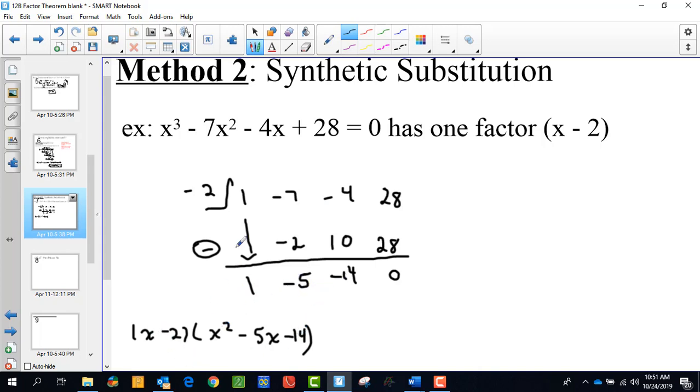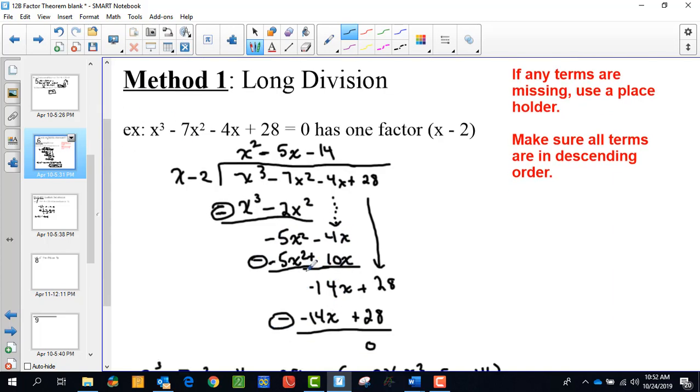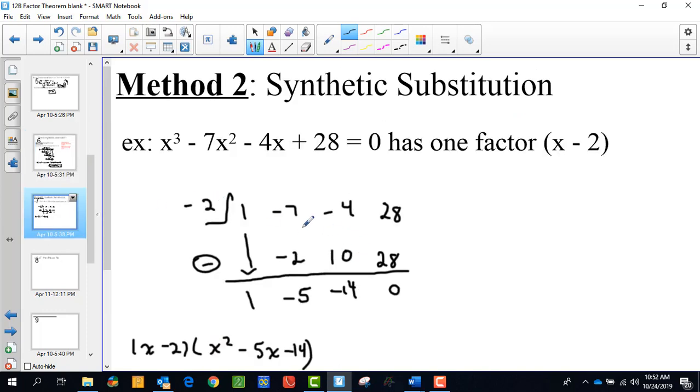Okay? So this is a quicker way of doing long division, but if you look back at what we did with long division, you'll notice we did the same thing, right? We multiplied by 1 first, 1x, but we multiplied by 1 the coefficients, and then we did minus 7 minus minus 2 to get minus 5. We multiplied minus 5 by minus 2 to get 10, and then we subtracted the minus 4 and the 10 to get minus 14. Then we multiplied that by minus 2 to get 28, and we subtracted those. Okay, so if you look at the method, all we're doing is removing all the x's through our long division.